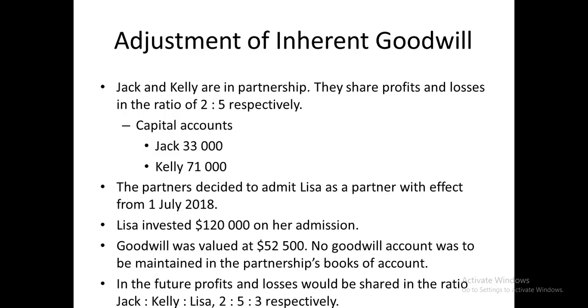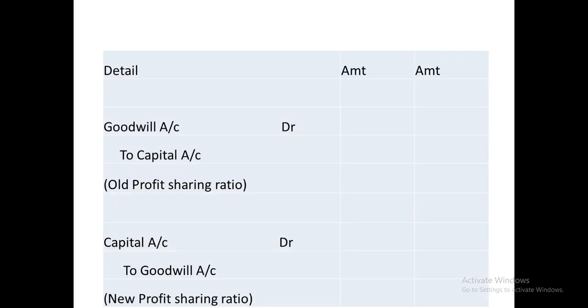So when a new partner enters the partnership, the following two journal entries need to be recorded, as there is no goodwill account to be maintained in the books of accounts. The first journal entry is goodwill account debited to capital accounts. This should be in the old profit sharing ratio. If there are two partners, there will be two capital accounts; if there are three partners, there will be three partners' names in the capital place, and it will be distributed to those partners in the old profit sharing ratio.